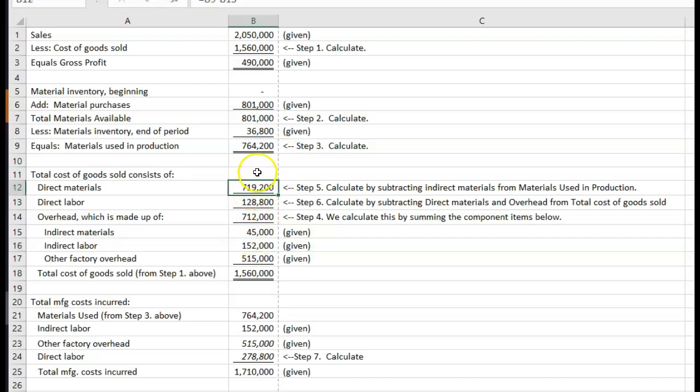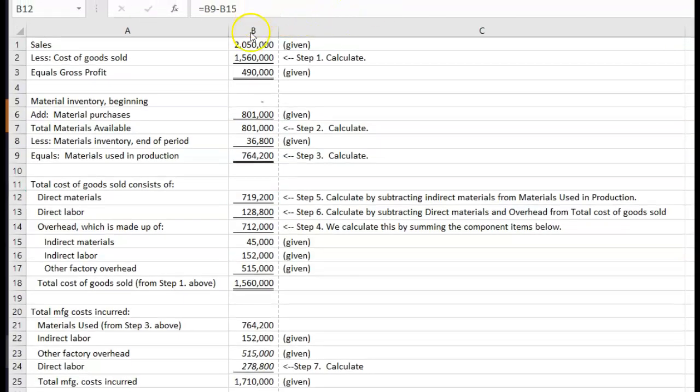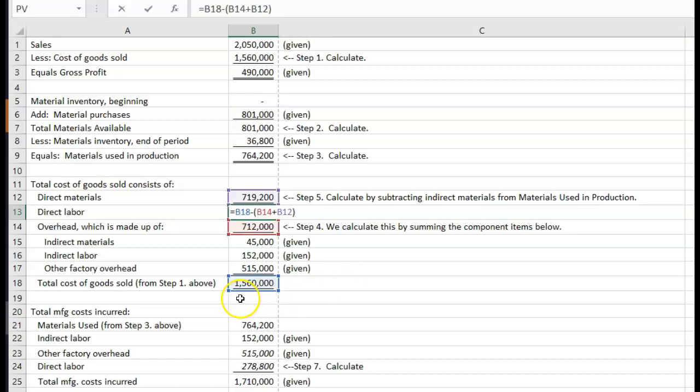Okay. Oh, actually, the formula does appear. You just can't see it on the screen. Let me slide this up. There it is, B9 minus B15. Okay, so now that we have that, then we can force direct labor, which we calculate by subtracting direct materials and overhead from total cost of goods sold. Okay, so if I take total cost of goods sold and subtract the other two components, then we force this amount. It has to be equal to 128.